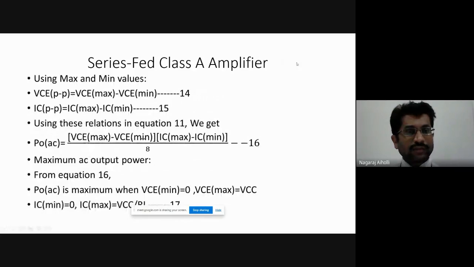Now let us use the maximum and minimum values. VCE peak to peak is given by the maximum value of collector to emitter voltage minus the minimum value of collector to emitter voltage. And peak to peak collector current is the maximum value of collector current minus the minimum value of collector current. Let us see how we are getting this. Peak to peak voltage is this minus this, and peak to peak current is this minus this.